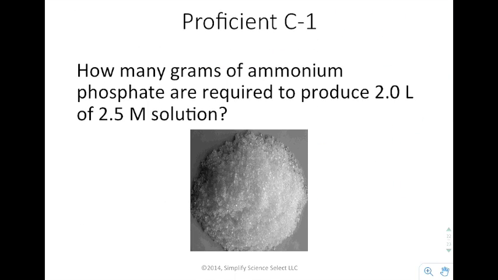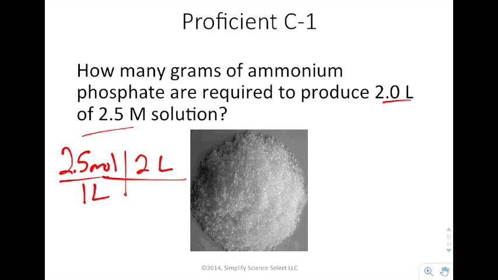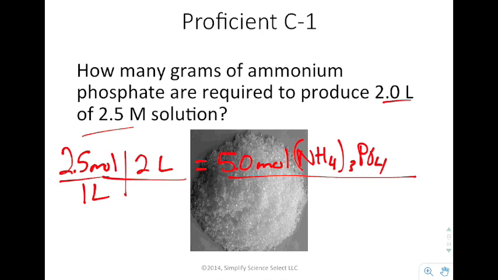So this one says, how many grams of ammonium phosphate are required to produce 2 liters of solution? So the first thing we do is we say, okay, I've got 2.5 moles per liter, and I know I need 2 liters. So that will give me a total of 5.0 moles of ammonium phosphate. So now I would use the molar mass of ammonium phosphate. I would say 1 mole of ammonium phosphate would be equal to, and then I would have to calculate the molar mass. Whenever you calculate the molar mass, you end up getting a value of about 149.1 grams.